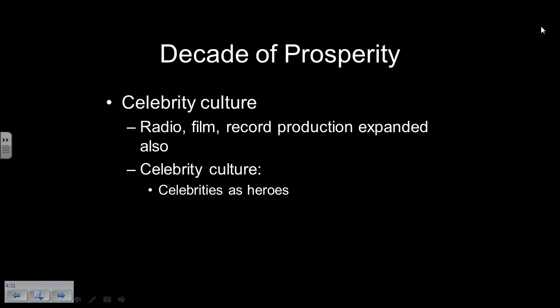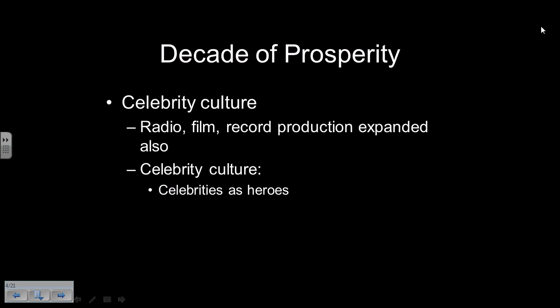You also had the development for the first time in this country of celebrity culture. Everybody's got a record player now or a radio. Movies are cheaper and cheaper. So now people have a much more direct connection with celebrities. Celebrities emerge more and more as heroes. People that you look up to, that you emulate, that have significant influence in society. Now at the time, the celebrities were movie stars, radio personalities, etc. Today, obviously, sports figures, business figures, anybody who has a significant public persona is a celebrity, and that carries a lot of influence.